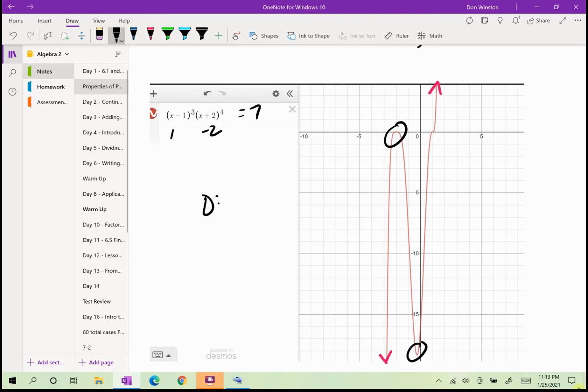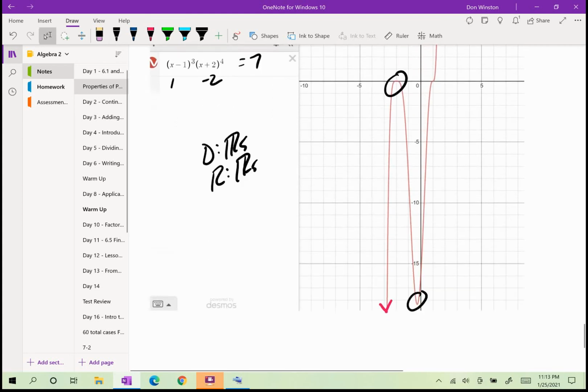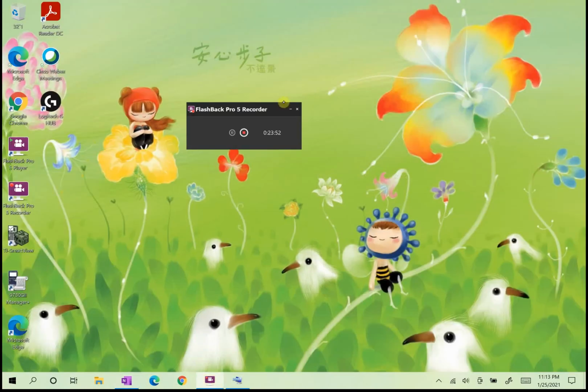And again, the domain for that is always all real numbers, and then the range is all real numbers. That's always the case for odd degree polynomials. Okay, so that's an overview. I know it seems like a lot, but it's pretty easy to understand. No mathematics involved in this other than just looking at graphs and interpreting what happens.